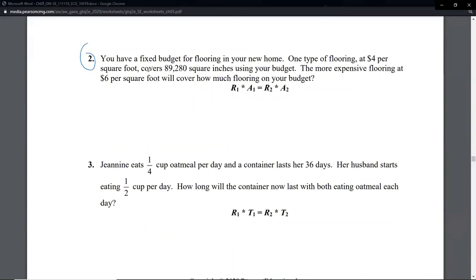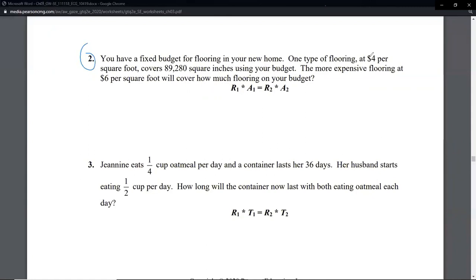And that $4 per square foot covers 89,280 square inches using your budget. Oh no, one of these things is in square feet, the other is in square inches. Thankfully, because this is going to be a concentration style problem, because we still have the same amount of space to cover, no matter what scenario we're under, we don't have to worry about the unit conversions. We certainly could, but it's going to be extracurricular. All right, so $4 per square foot will cover 89,000 square inches, which again, you could convert to square feet, but we're not going to.